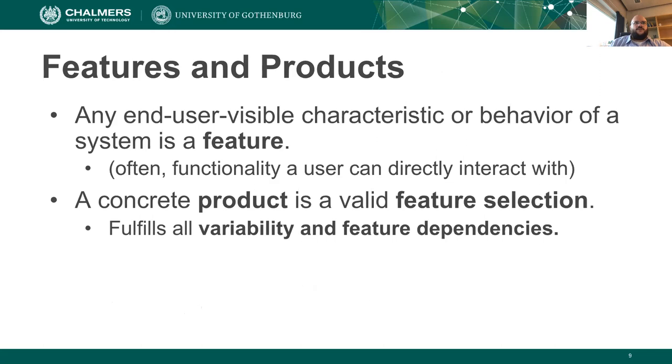So features are the concerns of primary interest in product line engineering. Everything is centered around the development of features. Features are these assets that we build once and live in our platform that we then reuse in concrete products. A feature is an end user visible. That's the key part here. End user visible characteristic or behavior of the system. Often this is functionality a user will directly interact with.